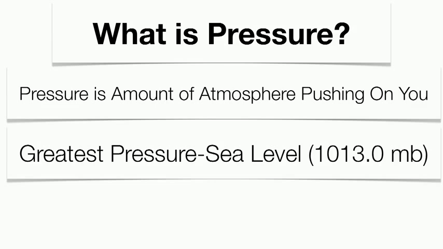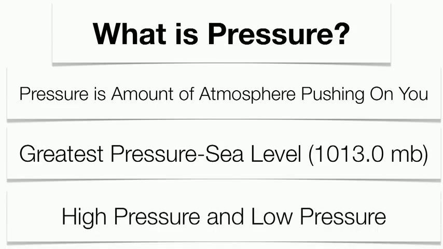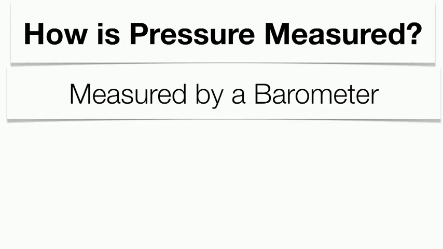Your greatest pressure is here at sea level, very simply because you have all the troposphere, the stratosphere, the mesosphere, and the thermosphere pushing down on top of your shoulders. The higher you go up through the atmosphere, the less pressure you're going to have. So the two different types of pressures we're going to talk about here at the surface are high and low pressure. We measure this with what's called a barometer.